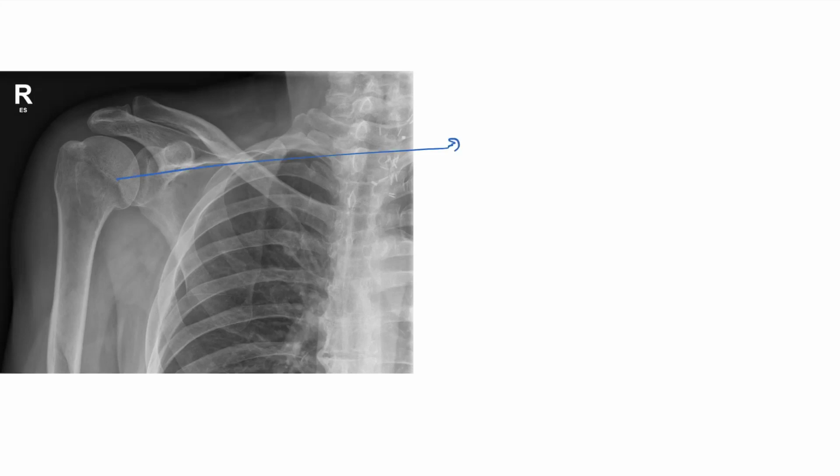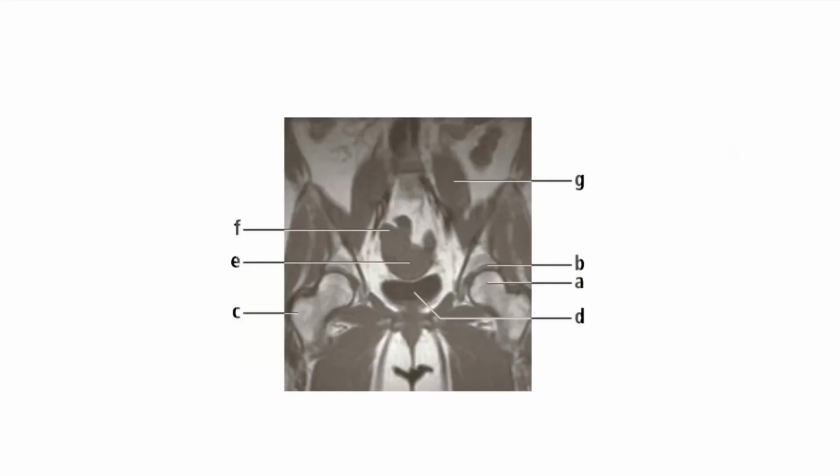Okay, this X-ray shows a minimally displaced transverse fracture through the anatomical neck of the right humerus. It is a minimally displaced transverse fracture of the anatomical neck of the right humerus.